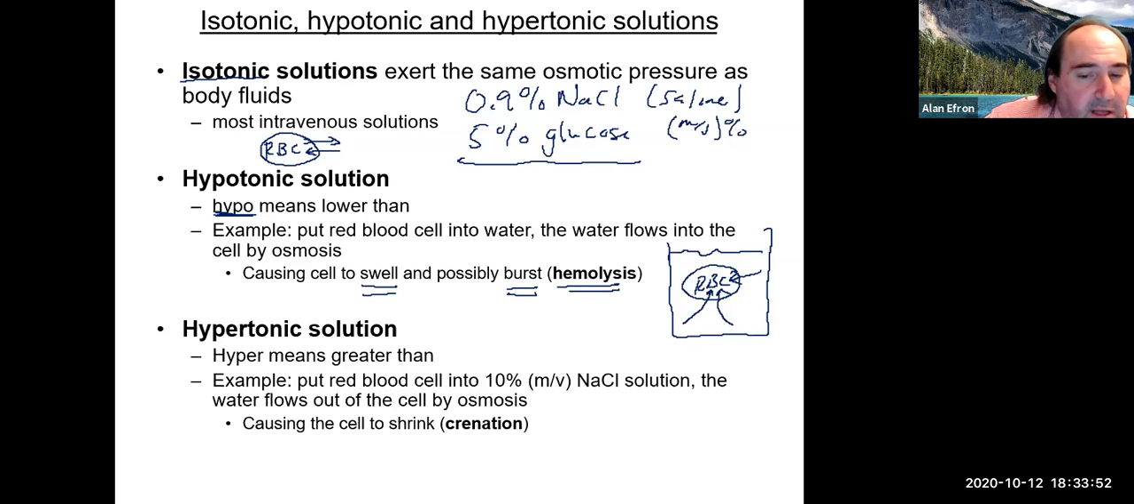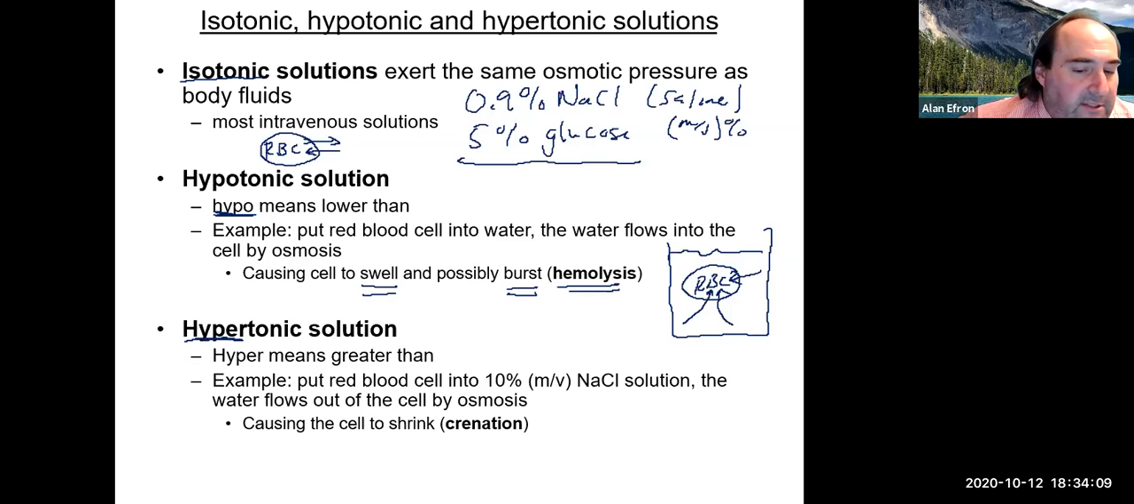And that's going to cause hemolysis. And again, not a very good thing happening in that case. So again, hypo meaning less than, by osmosis, water is going to flow into the cell, causing it to swell and burst. We also have a hypertonic solution.